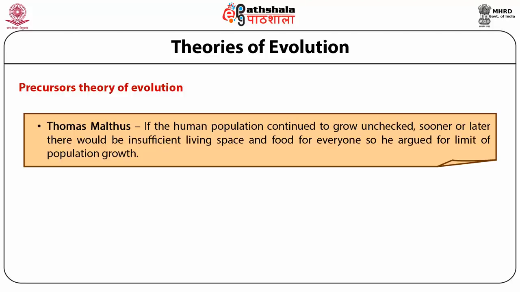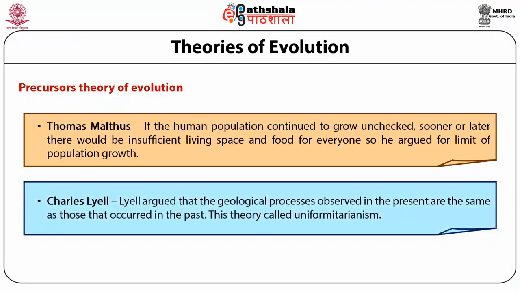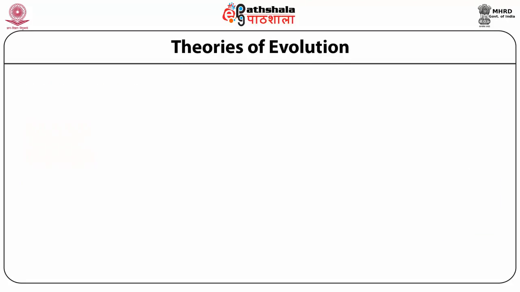Another thinker, Charles Lyell, argued that the geological processes observed in the present are the same as those that occurred in the past. This theory is called uniformitarianism.